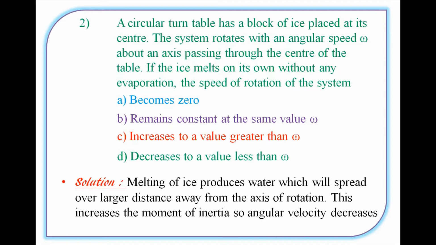So let's see the solution of this objective. Melting of ice produces water which will spread over a large distance away from the axis of rotation. So that means this increases the moment of inertia, so the angular velocity decreases. So here option D is correct, that means it decreases to a value less than omega. So let's see the next objective.